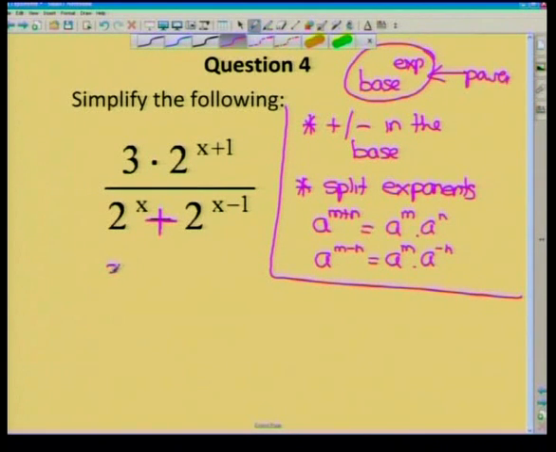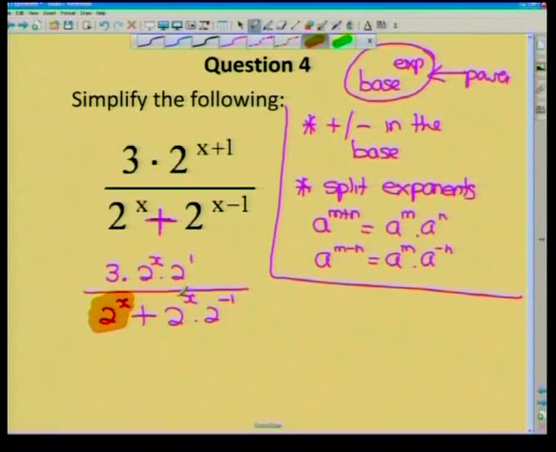Over here, I have 3 times 2 to the x times 2 to the 1. At the bottom here, that's just 2 to the x. I've got my add sign, and that's going to be 2 to the x times 2 to the minus 1. Now you might say, well, what are you doing? This is making it look worse. Well, yes, it does partly, but it gives us a way to carry on.